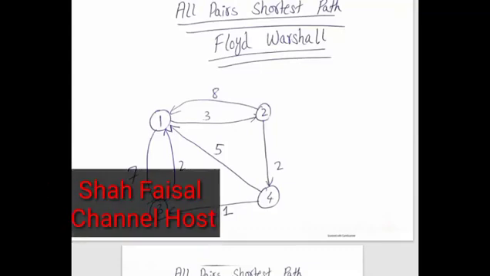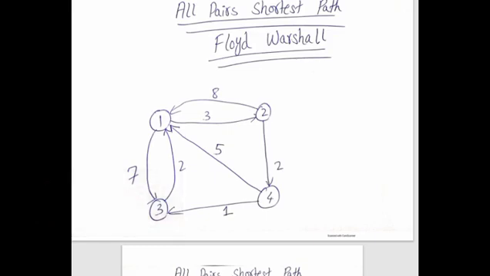Hello students, the topic is all pairs shortest path or Floyd Warshall algorithm. So, how are we going to solve this problem? I will explain it to you.